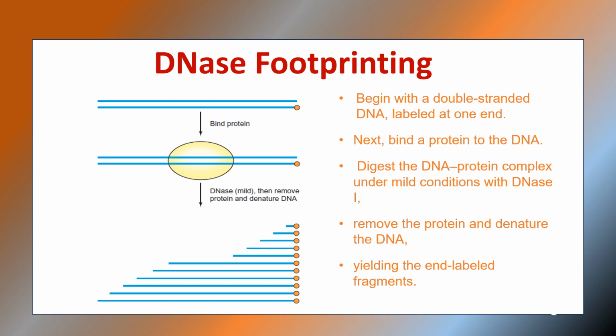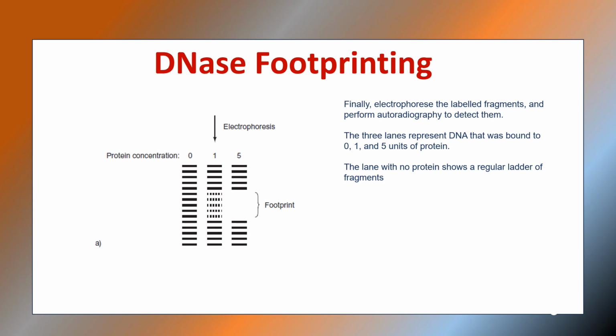Now what we'll do next is proceed with the electrophoresis of these fragments. Those labeled fragments are then set for electrophoresis, and we perform autoradiography in order to detect those fragments. Another thing is when we are performing electrophoresis, we can also perform it under conditions where we have added no protein. So lane 0 shows us where you have added no protein. Obviously, if there is no protein, there will be no protection of that DNA. So the DNase will be able to easily cleave the DNA without protecting any significant portion of DNA.